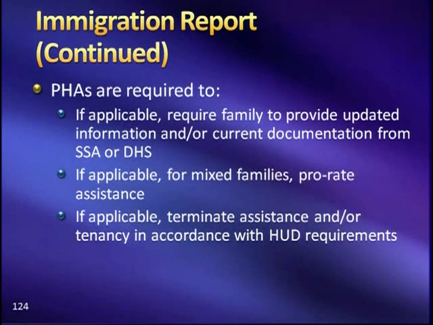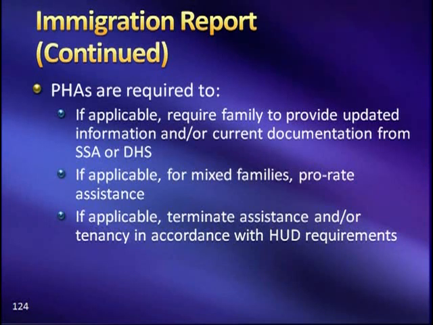So you want to make sure that you're following up and obtaining the necessary documentation. You need to make a determination: either they're an eligible citizen or they're an eligible non-citizen, okay? And also, you're required to ensure, if applicable, for mixed families, and mixed families are, remember, those families where you have at least one individual who has either eligible immigration status or U.S. citizenship to be eligible to receive assistance.